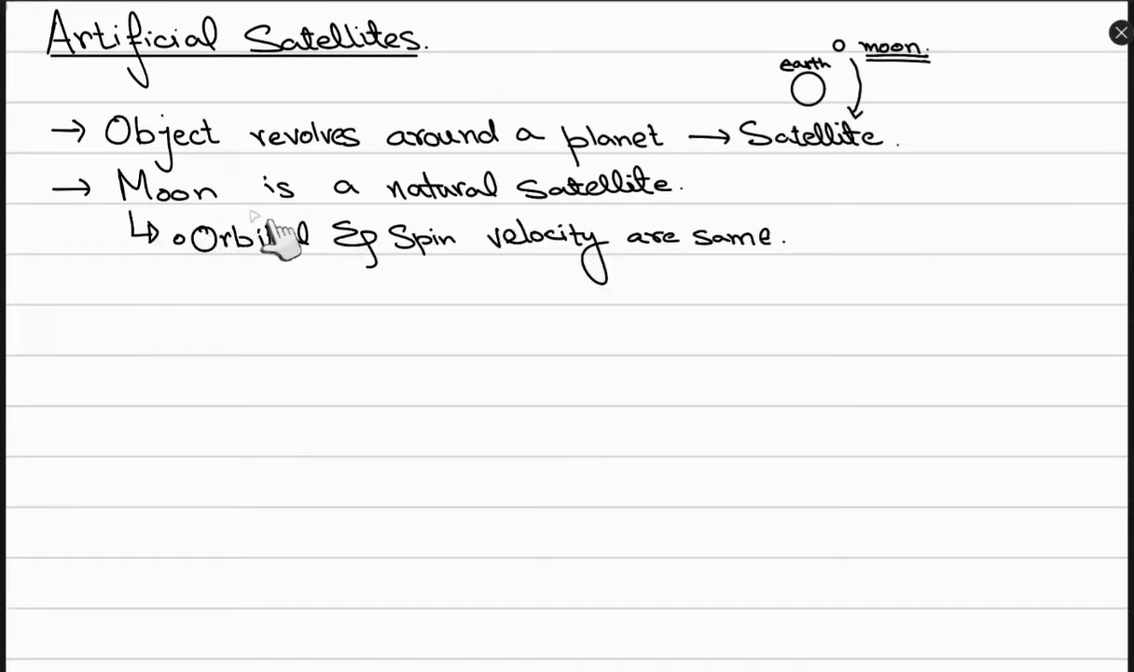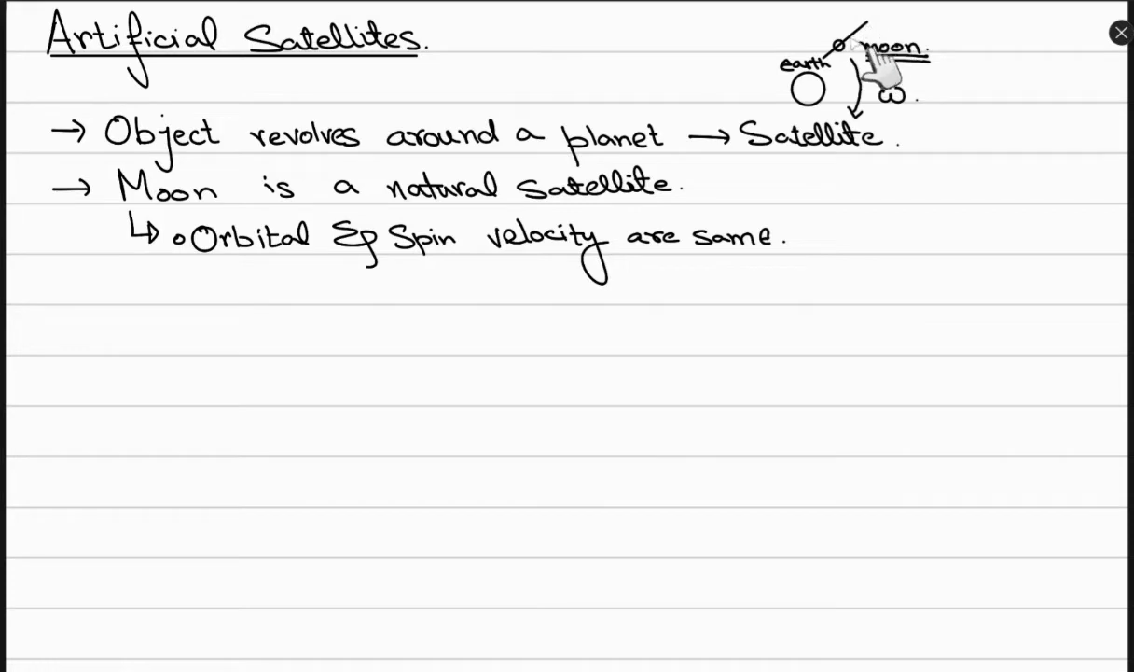Note that the orbital angular velocity and the spin angular velocity for the moon are the same, right? So these two velocities are equal to each other. So what do we mean by orbital and spin angular velocity? Think about this diagram. The moon is orbiting the Earth, right? So it would orbit the Earth with some angular velocity. That's obvious, right? But the moon itself is also spinning about its axis of rotation.